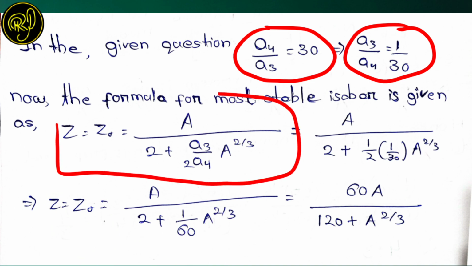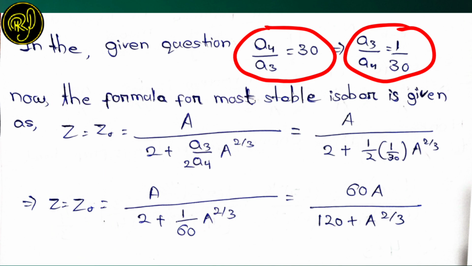If you put the value of A3 and A4 here, you can simply get the value of the most stable isobar corresponding to mass number A, right? So let's start. In place of A3 by A4 we will put 1 upon 30.